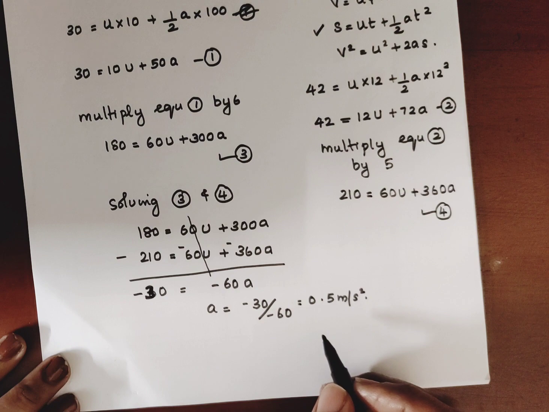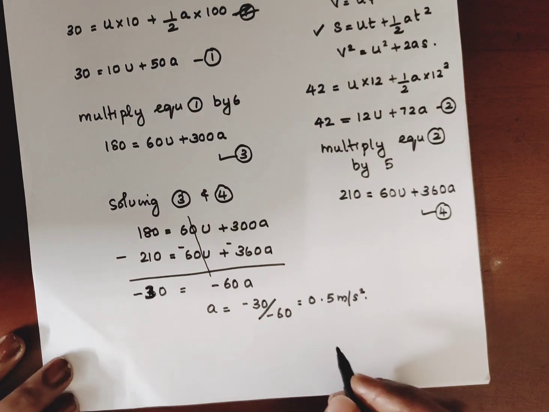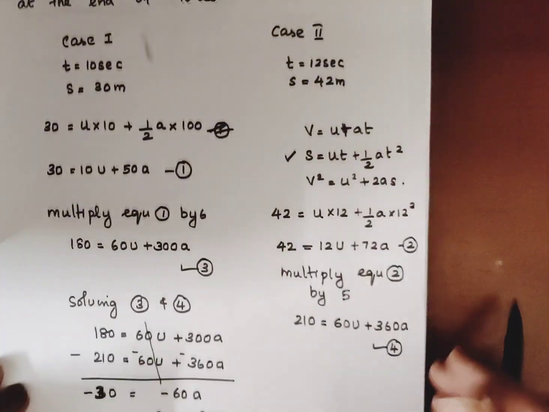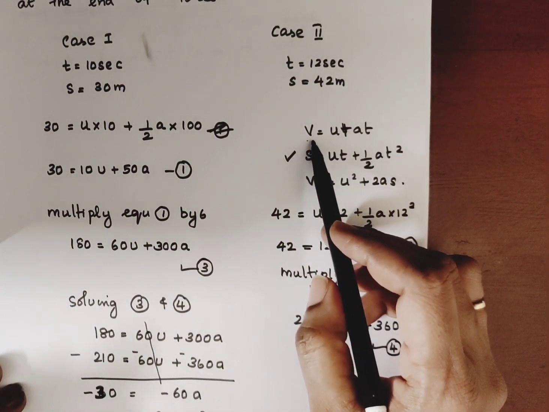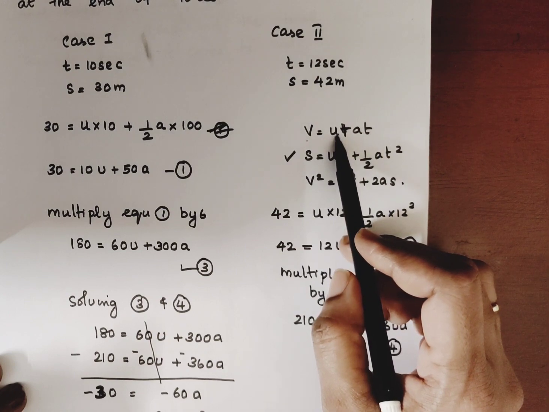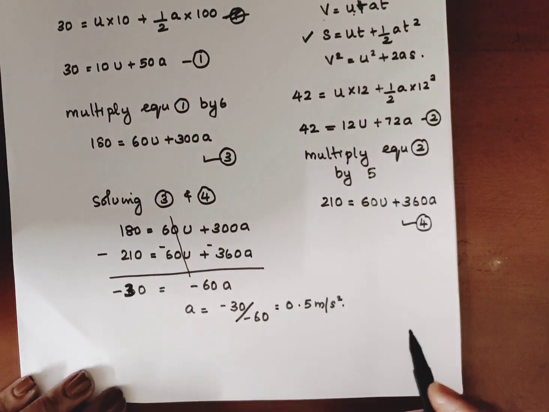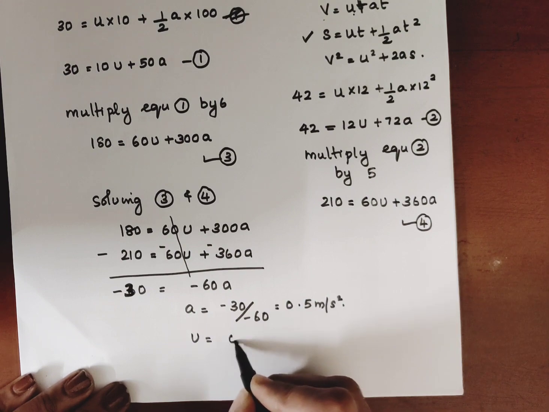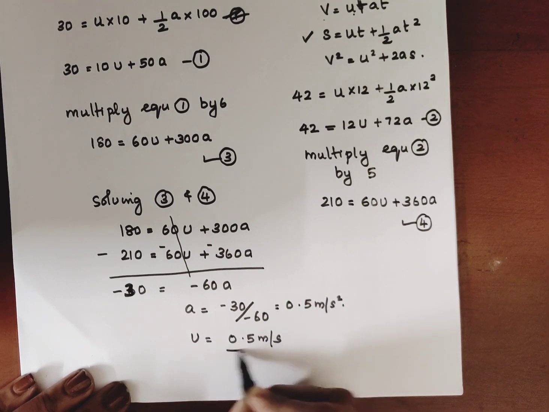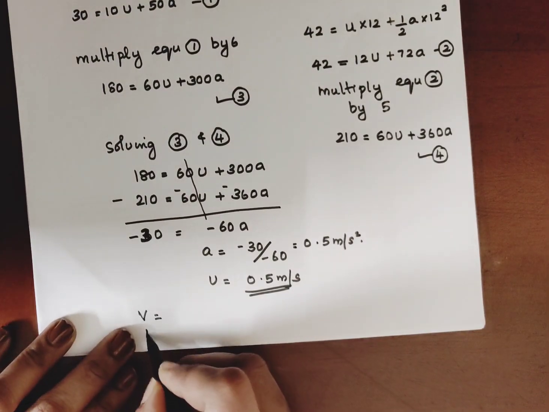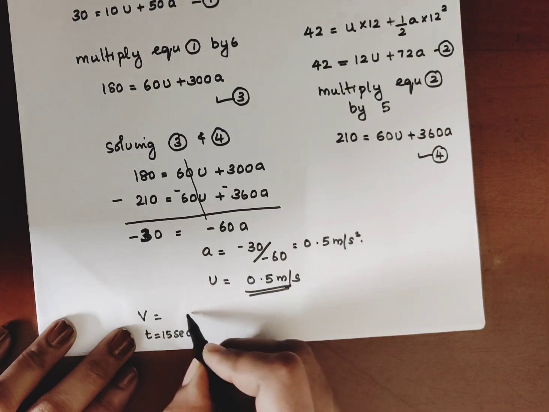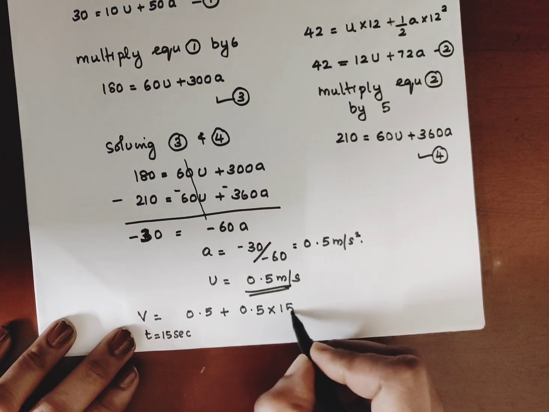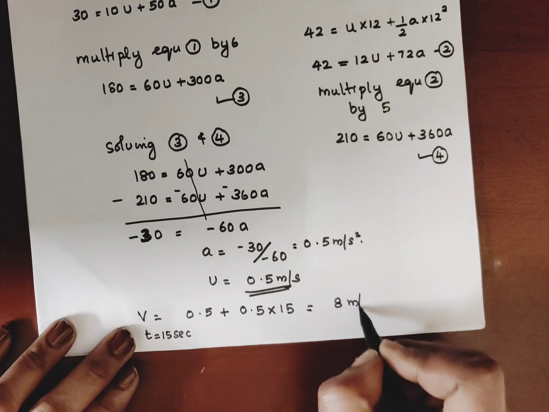So now you can calculate the velocity. Velocity at the end of 15 seconds. You have to calculate velocity at the end of 15 seconds. So you can use this equation. Velocity at t is equal to 15 seconds. Initial velocity you have to calculate. So here the initial velocity, from this equation you will get initial velocity as 0.5 meter per second. So final velocity when t is equal to 15 seconds is equal to 0.5 plus acceleration is 0.5 into time, that is equal to 15, is equal to 8 meter per second.